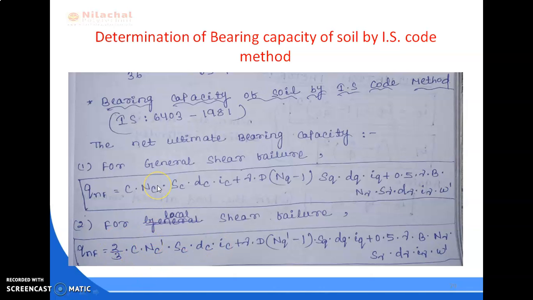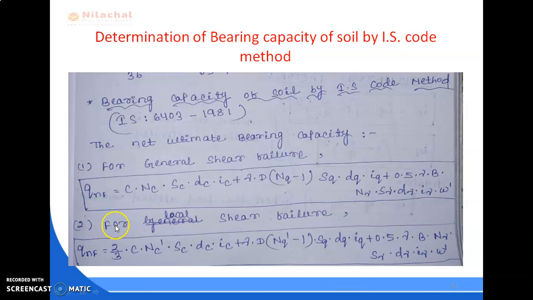In this method, we calculate the net ultimate bearing capacity. So, for general shear failure, directly we calculate QNF, not QF. So, QNF equals C NC SC DC IC plus gamma D (NQ minus 1) SQ DQ IQ plus 0.5 gamma B N gamma S gamma D gamma I gamma W dash. So, this is the formula for general shear failure.